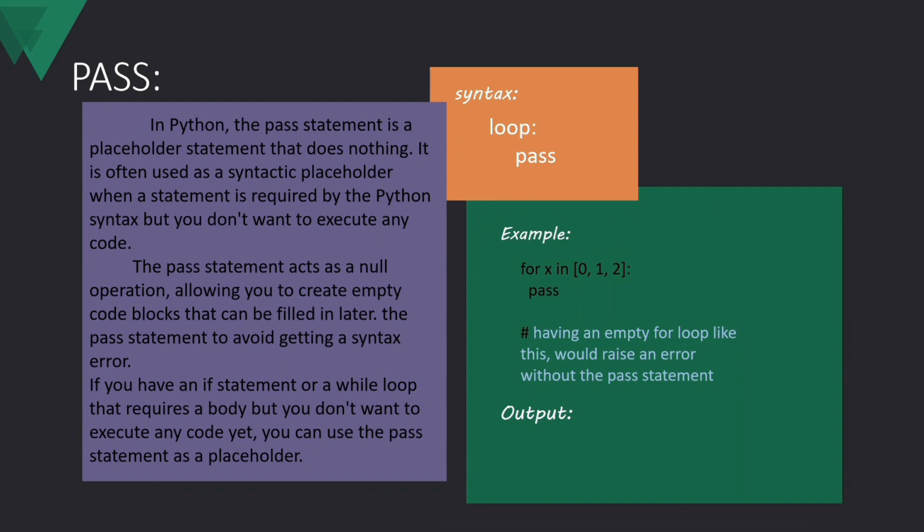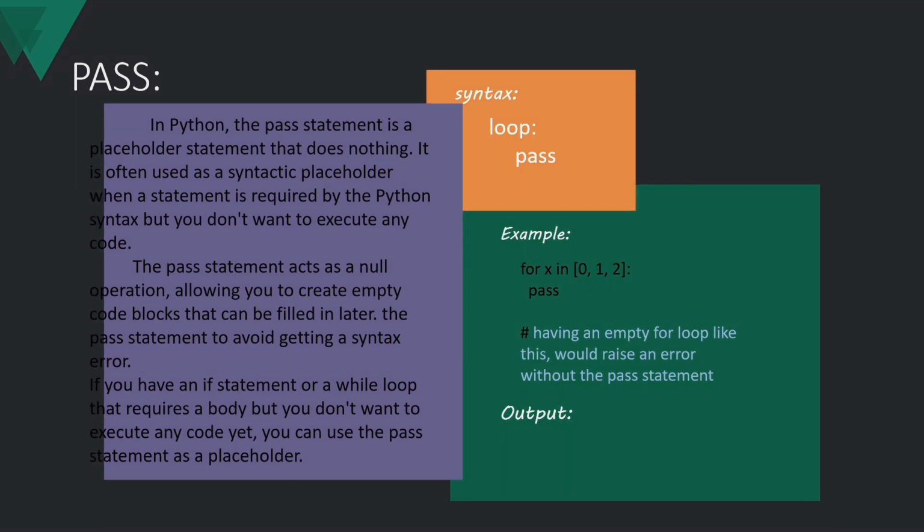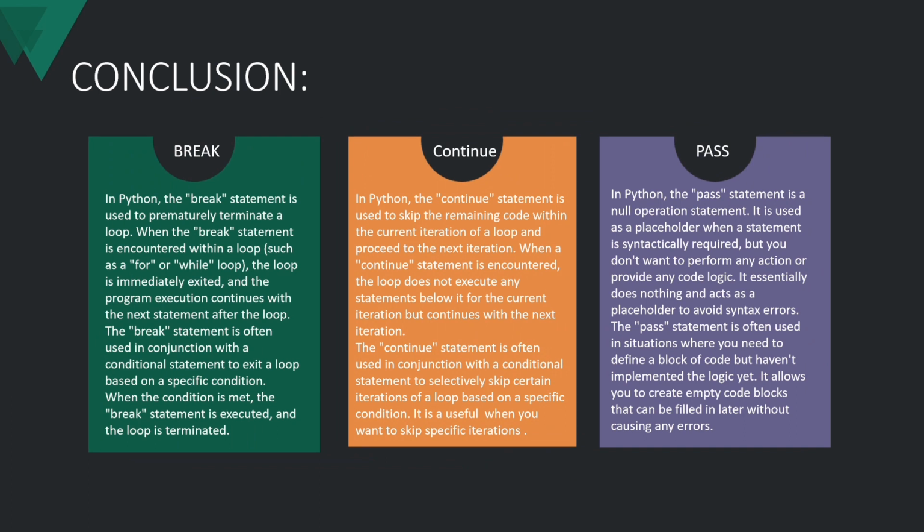Now coming to the conclusion, let us revise what we have learned about break, continue and pass. Now let us see about the break statement. The break statement is used to terminate a loop. When the break statement is encountered within a loop, the loop is immediately exited and the program execution continues with the next statement after the loop. When the break condition is met, the break statement is executed and the loop is terminated.